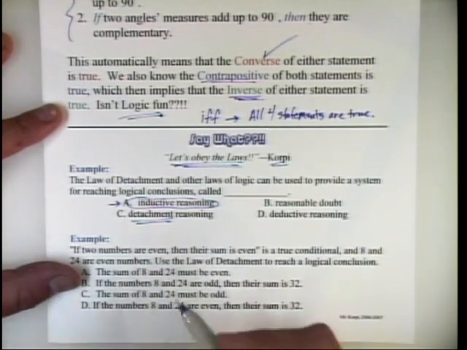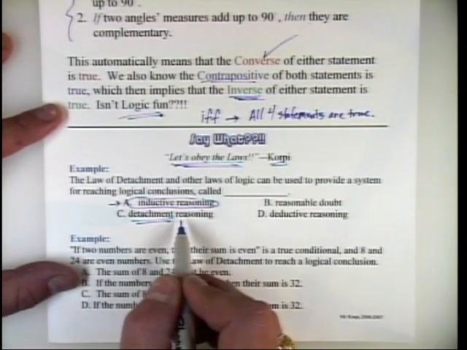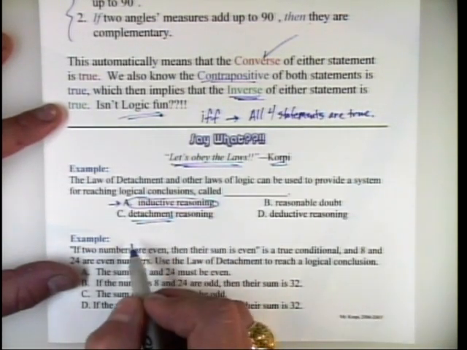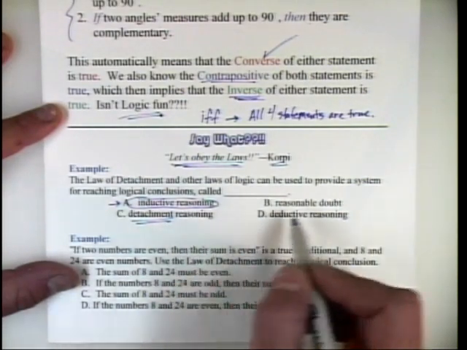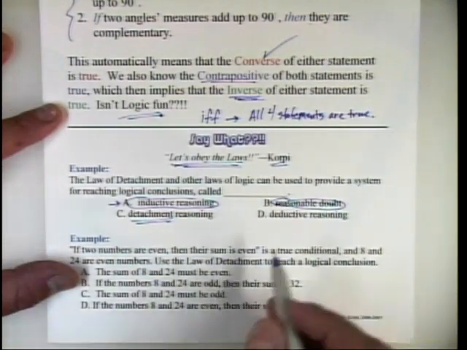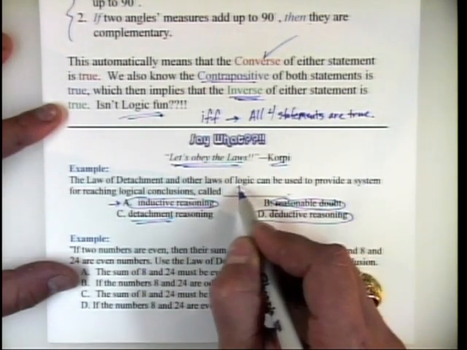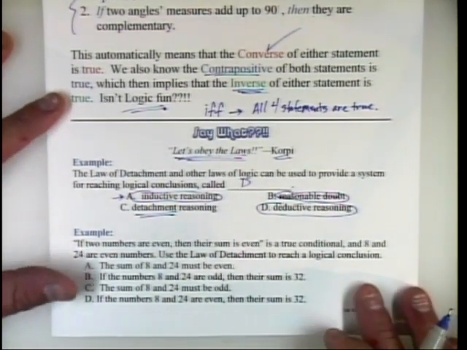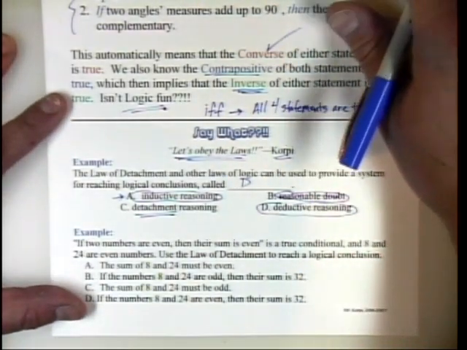Detachment, no, that's part of the reasoning. That says that if an if-then statement is true, and we do have the if part, then we can assume the conclusion's true. Reasonable doubt, well, we're not in a courtroom, okay? So deductive reasoning, that's the answer. The answer is D. D for deductive reasoning, and for D, right answer.